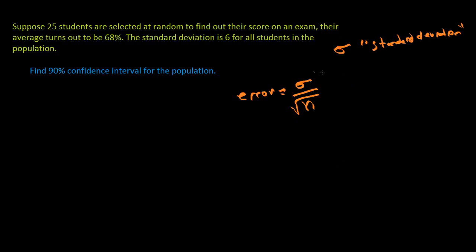Okay? So it's also quite important to note that this is the standard deviation of the population, not of the sample. See, it says the standard deviation is 6 for all students in the population. So you need to be using the standard deviation of population and not of the sample. Now, I also forgot you have to do this multiply z. I thought I wrote that down. So this is the standard deviation of the population, n is the sample size, and z is going to be essentially the confidence level, which is in this problem 90%.